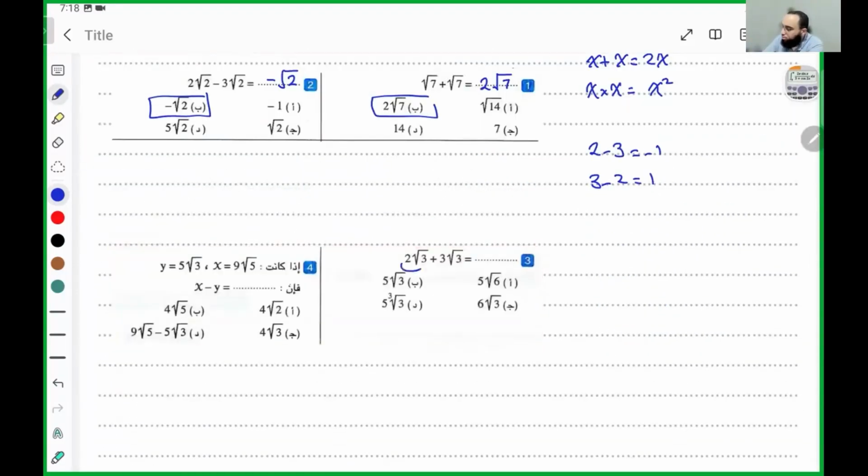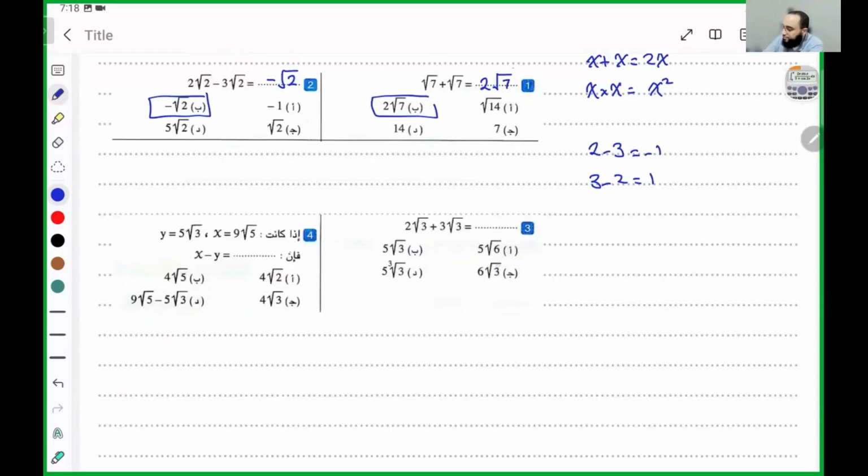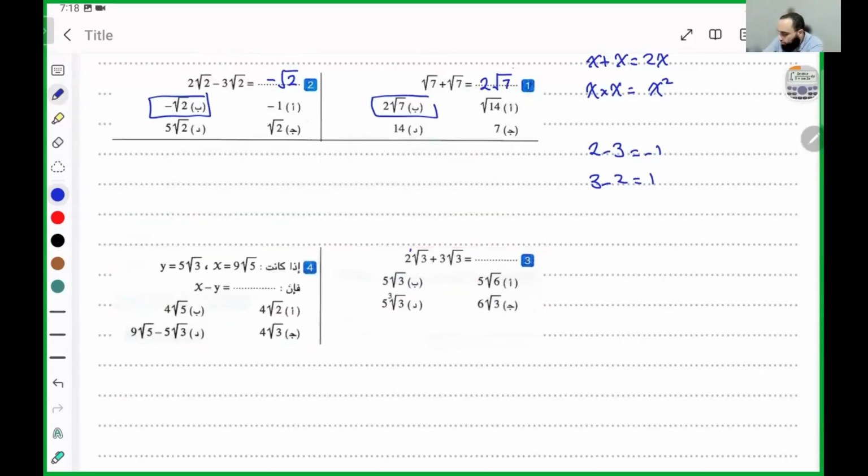If you have something like 2 root 3 plus 3 root 3, 2 plus 3, 5 root 3. Take care, it's not 5 cubic root 3. That is not correct, because here the root is root 3 and the other root is also root 3. They are not cubic root 3, they are only square root 3. Then the answer must be 5 square root 3, so cubic root is not correct.